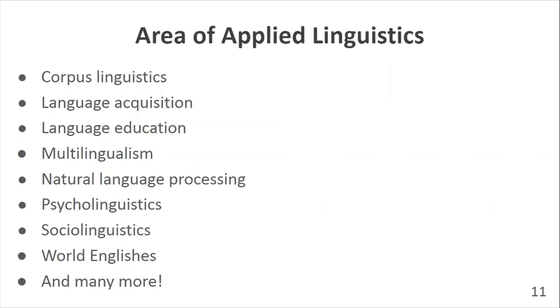So corpus linguistics is you make use of some big data. So corpus is basically the big language data set out there. And then you use this big data to analyze, for example, the overuse or underuse of some language phenomena in a second language, for example. And you have language acquisition, right?